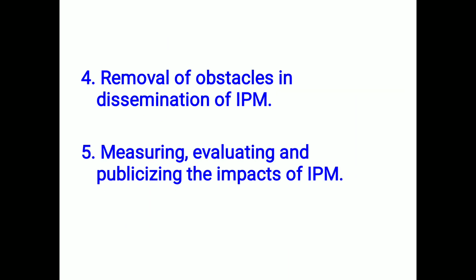The fourth one we already discussed, that is removal of obstacles in dissemination of IPM. That means we already discussed those obstacles. For example, for the first obstacle, just make farmers aware of the utilization and advantages of IPM. The unawareness of the utilization of the IPM module can be removed, that is, once farmers get aware of the advantages of the IPM module, most of the farmers use it.